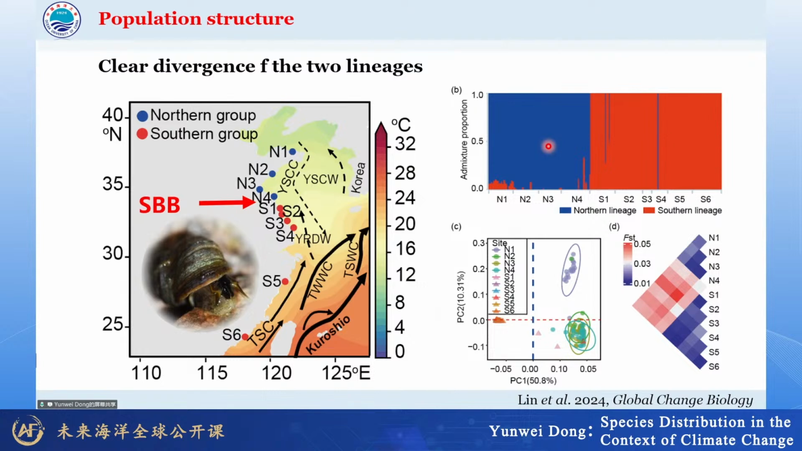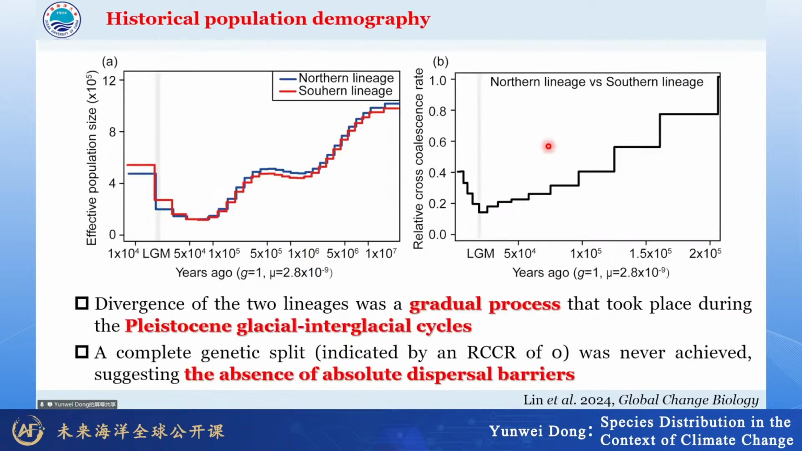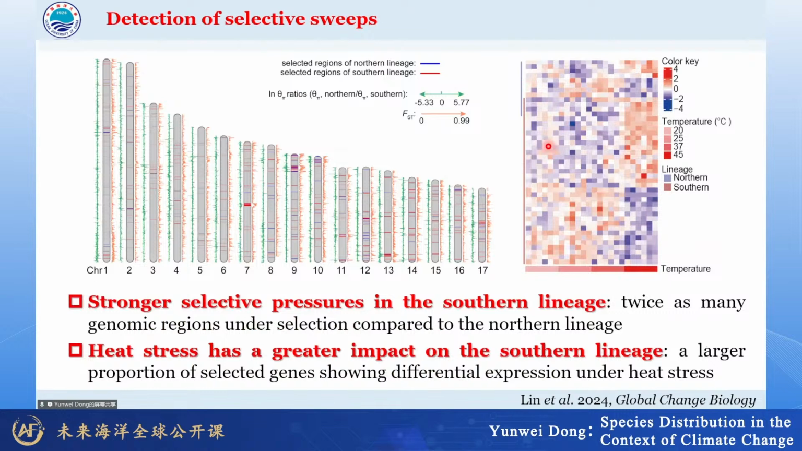It looks like a small divergence here. This is a regular historical population demography analysis. You can see that in the last glacial maximum the species experienced rapid population expansion, which is not the case for many species.